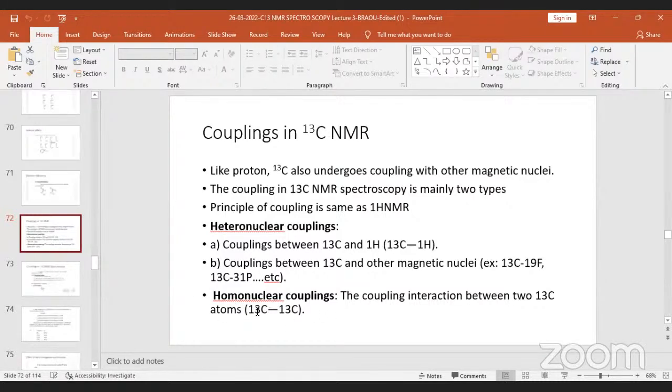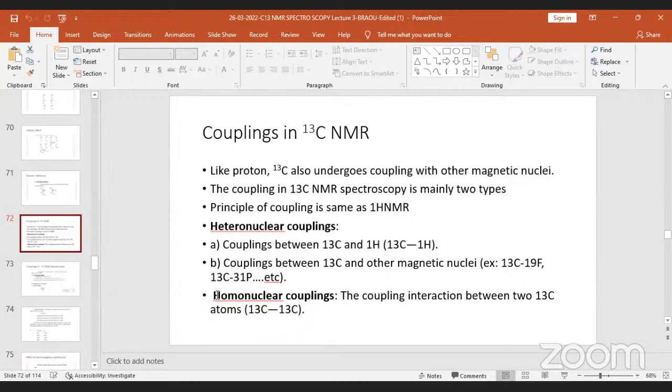Finding two C13 atoms in the same molecule, and that too in adjacent positions, is quite rare. Therefore, homonuclear couplings are not normally observed in routine C13 spectra. However, if it is an enriched sample, where we enrich the molecule with another C13 in an adjacent position, then homonuclear couplings may be observed.